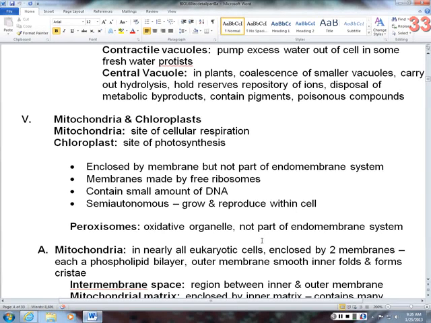And then we have peroxisomes that are another oxidative organelle that's not part of the endomembrane system. These are going to make hydrogen peroxide as a way for the cell to help protect itself.